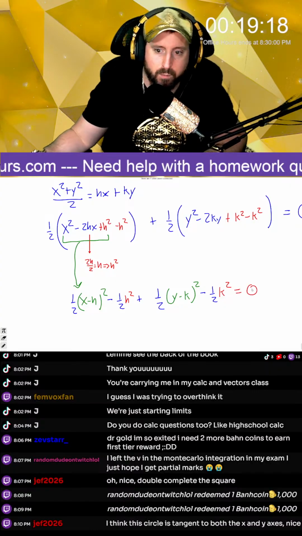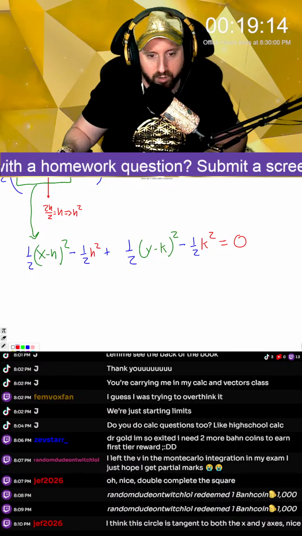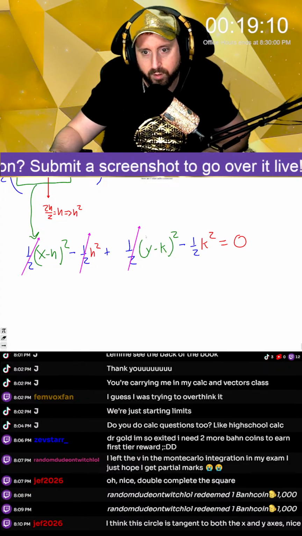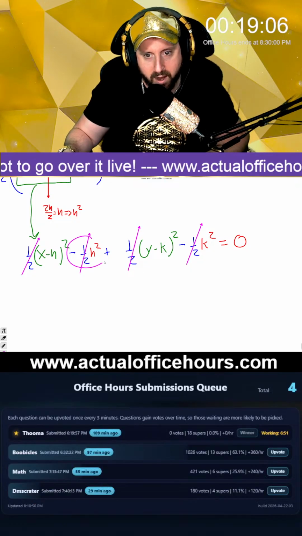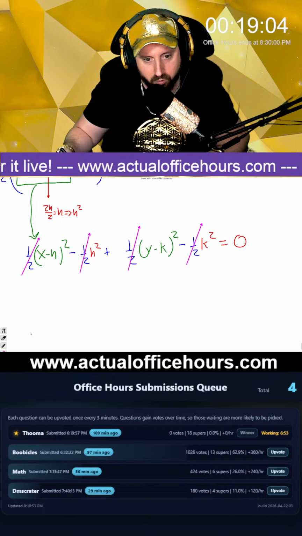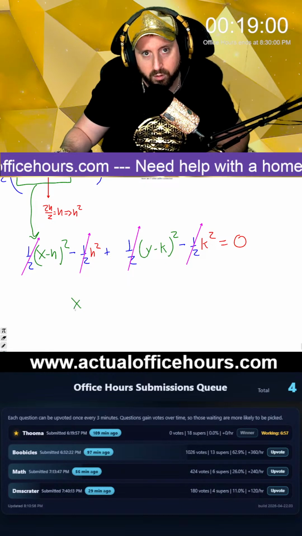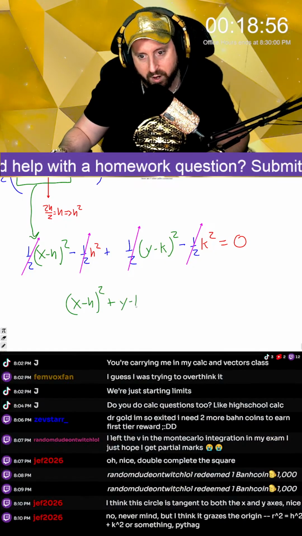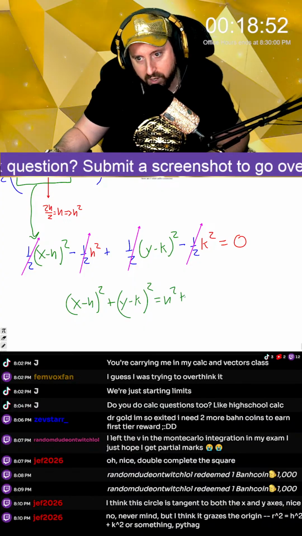Yeah. But here's the cool thing. Do you see how there's a 1/2 on all this stuff? So I can just get rid of them, right? That goes away, that goes away, that goes away, that goes away. Because I can always just divide. And then I have minus h squared minus k squared. So those things are going to go over, because those are constants, just numbers. And then I'm going to get x minus h squared plus y minus k squared is equal to h squared plus k squared.